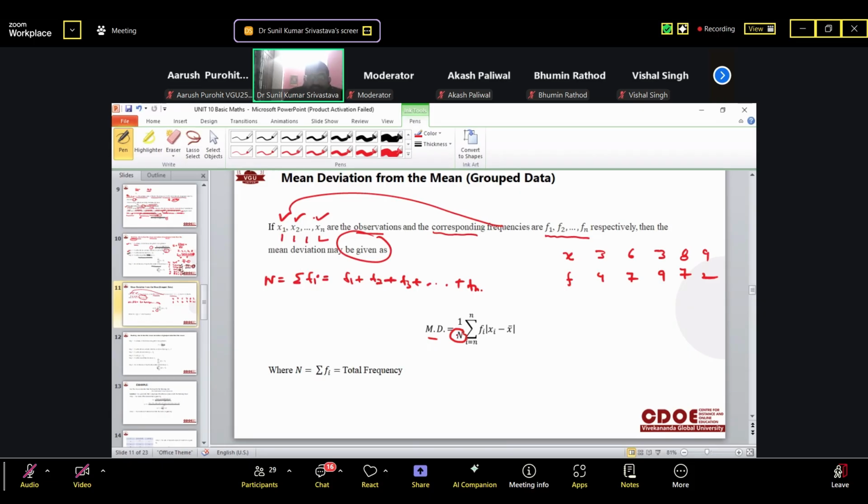Now, what is the meaning? It is the summation of the frequency distribution deviations from its mean. We have to take the absolute value of the deviation and multiply it with the frequency, and then take the sum. So this is the formula we use to calculate the mean deviation from the mean for grouped data. We use it to solve the given problems.